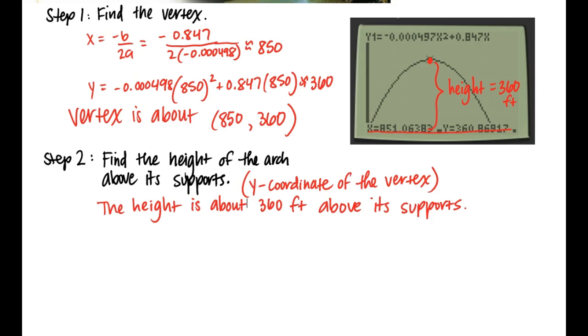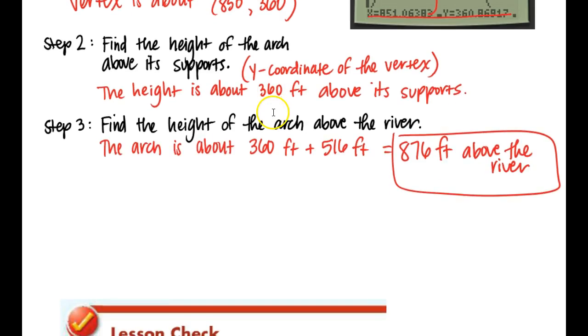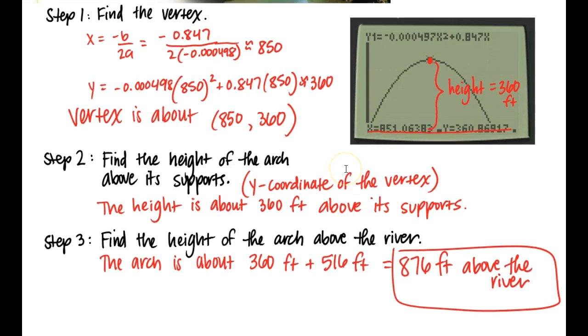Using the coordinate of the vertex, we can find the height of the arch above its supports, and the y coordinate was approximately 360, so that means the height is about 360 feet above its supports. Now we're going to use this number 360 as well as the given distance between the base of the arch and the ground to determine the height of the arch above the river. So now that we know that the height of the arch is 360 feet approximately, and the distance between the base of the arch and the ground is 516 feet, you probably have guessed that we just need to add those two values to get the total distance. So I did that, and I found out that the arch is approximately 876 feet above the river.